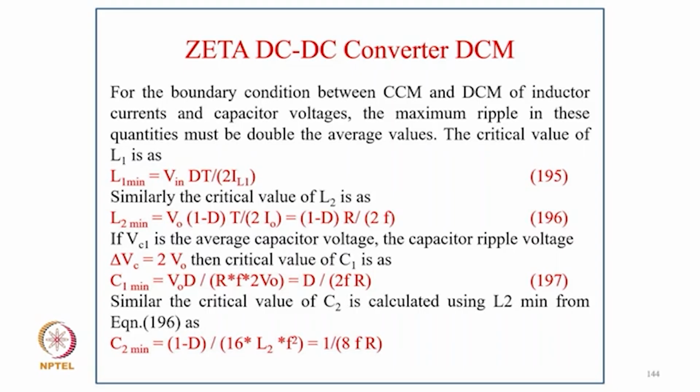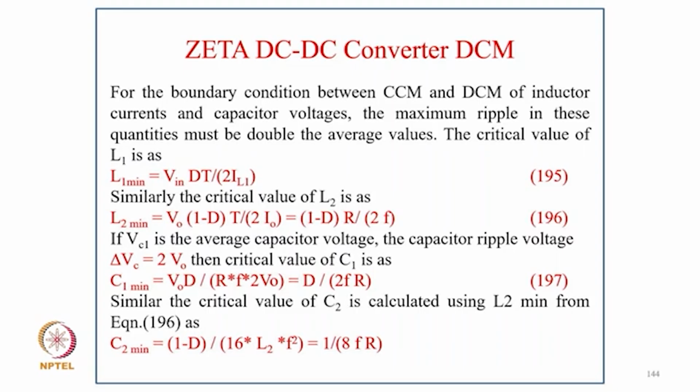So for the boundary condition between continuous and discontinuous mode of inductor current and capacitor voltage, the maximum ripple in this quantity must be double the average value. The critical value of L1 is L1 minimum, that is V in D T divided by 2 IL1. Similarly, the critical value of L2 is L2 minimum equal to VO (1 minus D) T upon 2 IO, that is equal to (1 minus D) R upon 2F.